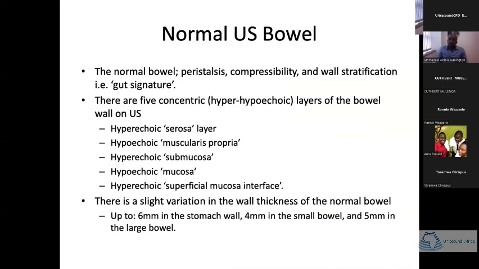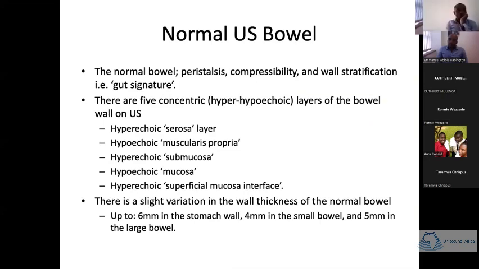There are five concentric alternating hyperechoic and hypoechoic layers of the bowel wall on ultrasound. These layers are named: the hyperechoic serosa, the hypoechoic muscularis propria, the hyperechoic submucosa, the hypoechoic mucosa, and then the hyperechoic superficial mucosa interface.